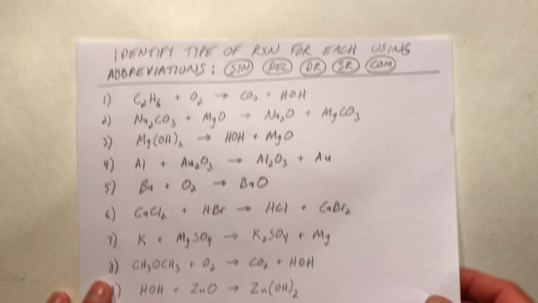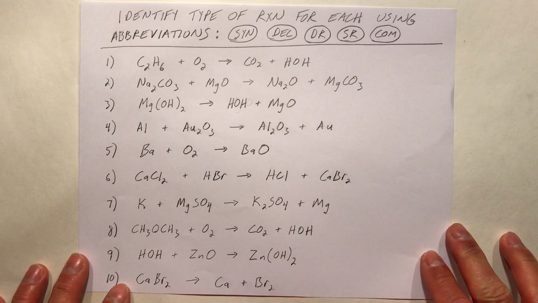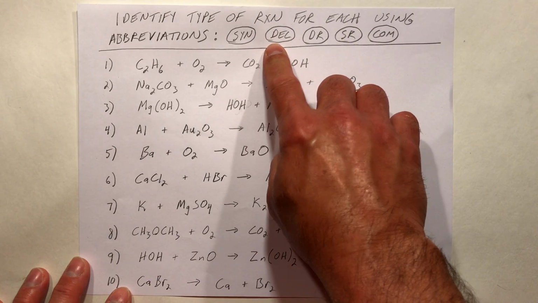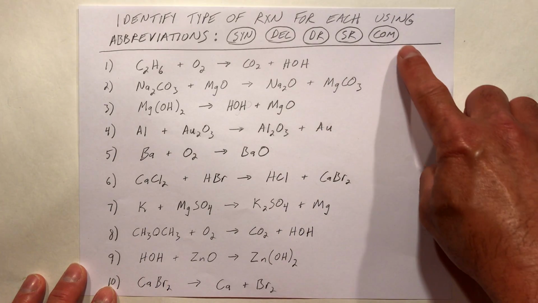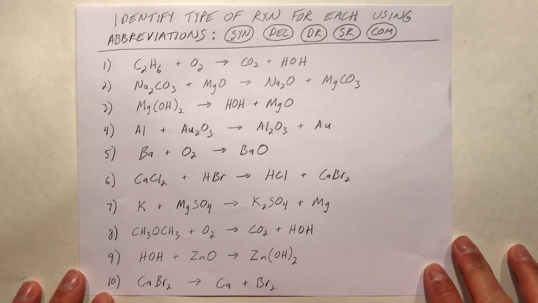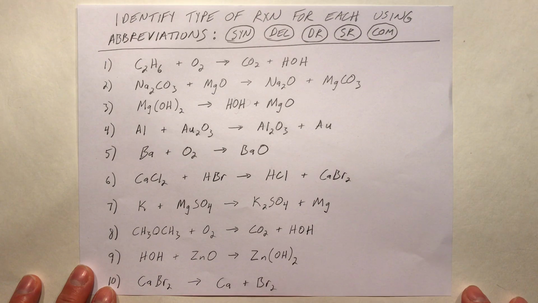All right, so if you understood what we went through in this video, you should be able to identify the reaction types using these abbreviations: SYN for synthesis, DEC for decomposition, DR for double replacement, SR for single replacement, and COM for combustion. You should be able to identify the reaction type for all 10 of these chemical reactions. Good luck.